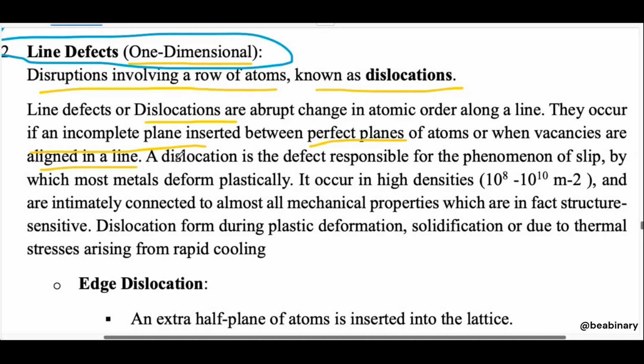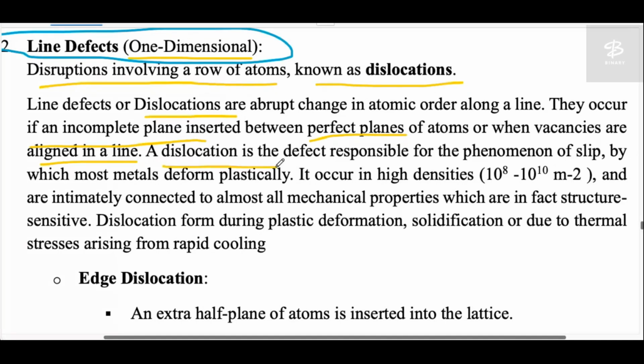That's why there is a kind of vacancy, and that vacancy is in the form of lines. The space that is vacant is in the form of a line. So a dislocation is a defect responsible for the phenomenon of slip. What slip? I will let you know further. For now, just think of normal slip. Slip means that something has moved away from its own place.